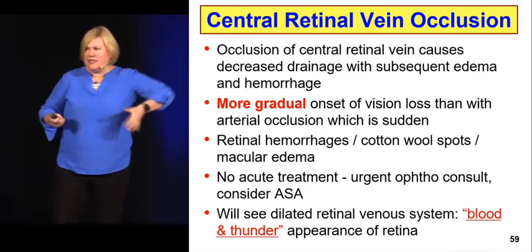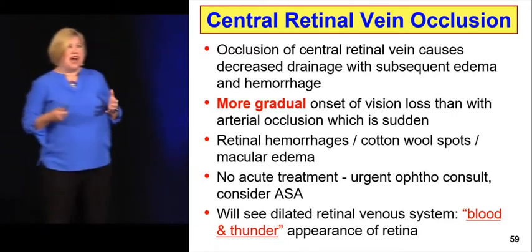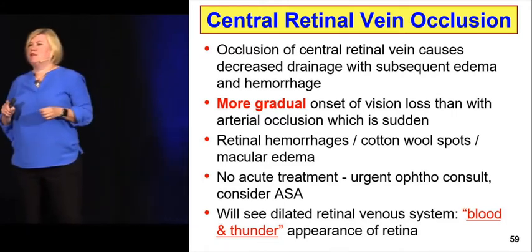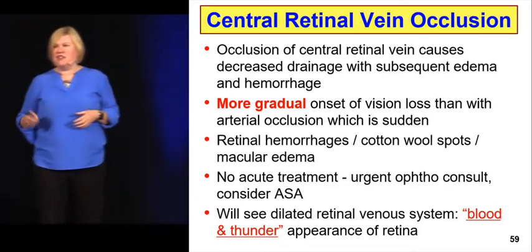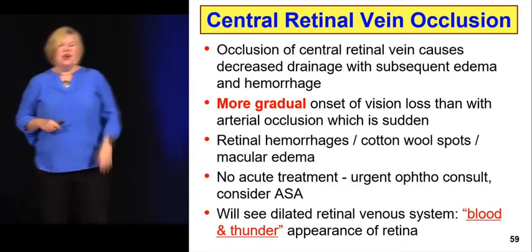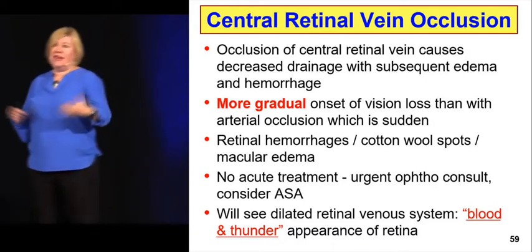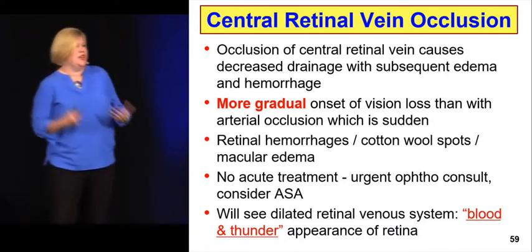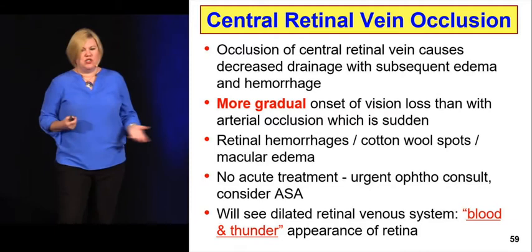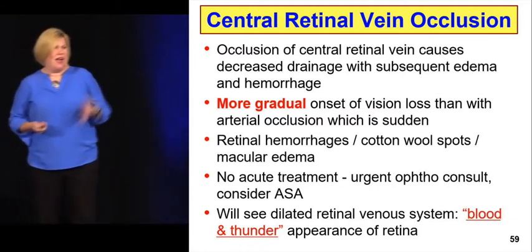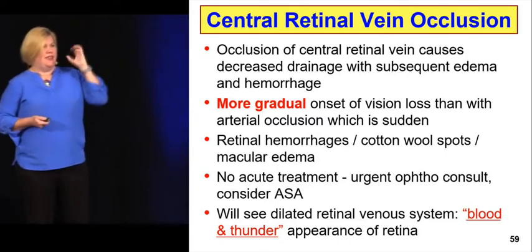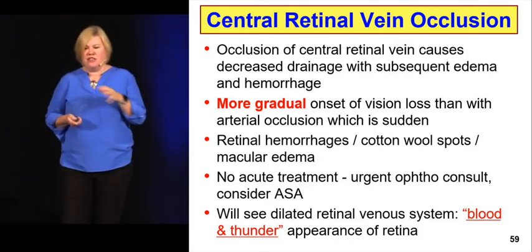Now, what do we do for a CRVO? Well, there's not a lot that you can do, but the good news is the prognosis is better than with a CRAO. So the venous side has a better prognosis. We're going to send them to an ophthalmologist. They may get something like aspirin, but there's nothing really acutely that we can do to resolve this issue. But you will see the blood and thunder retina, that backup, the edema, and the hemorrhages in the back of the eye. And that's what this looks like.